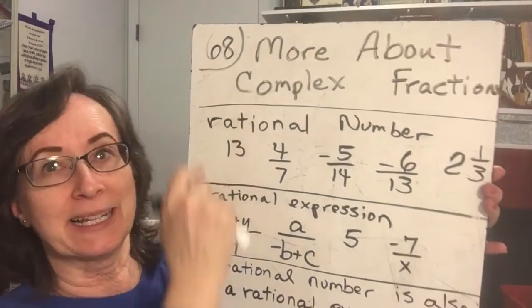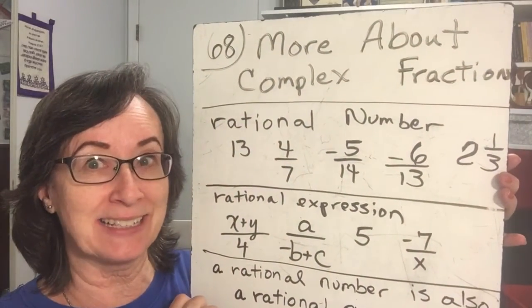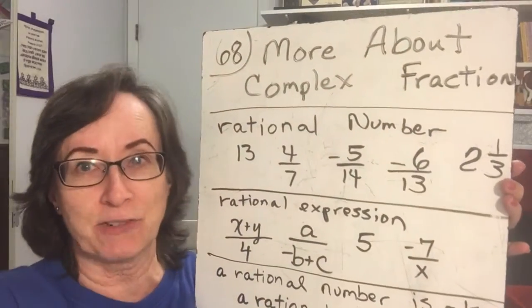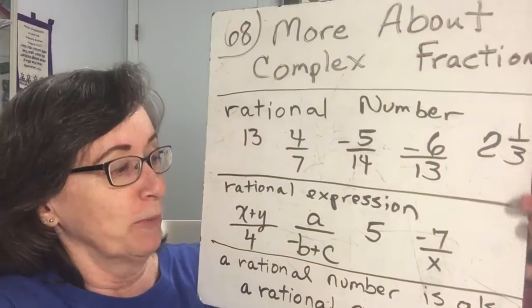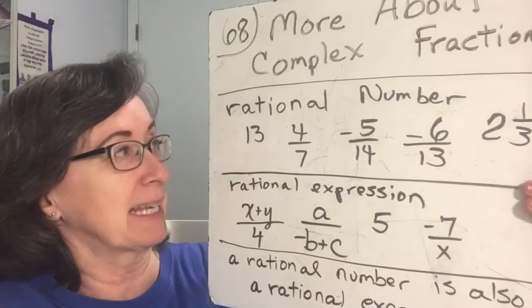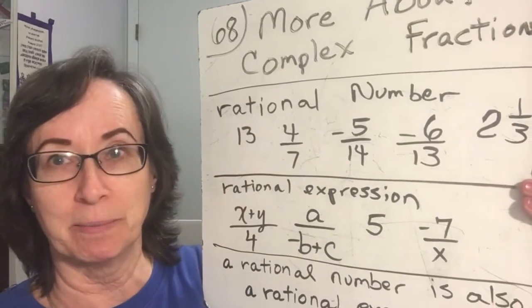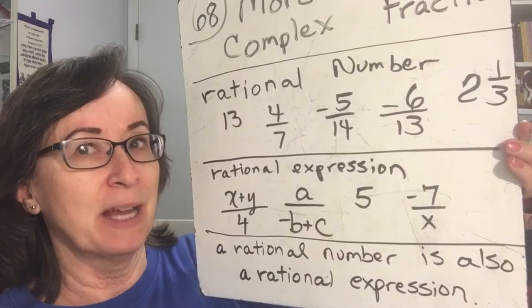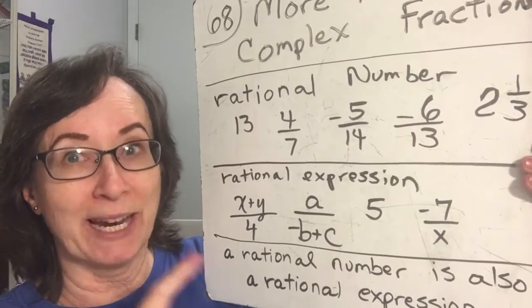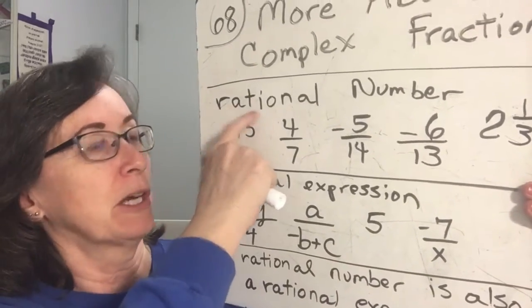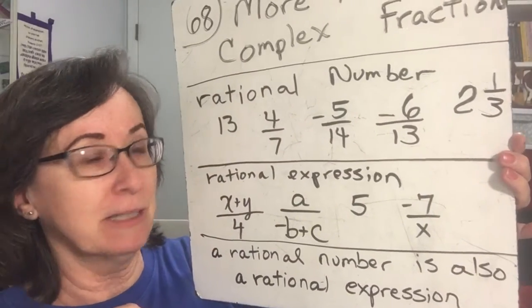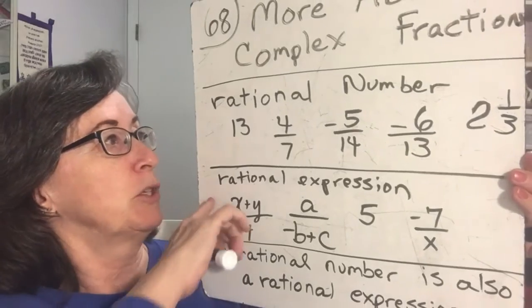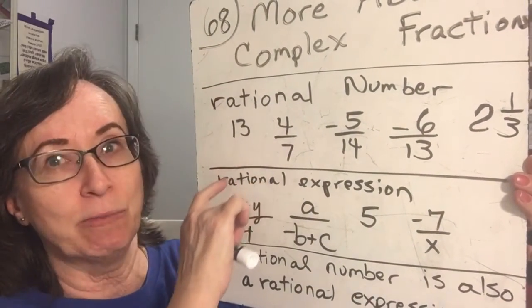And today we're on lesson 68 in our Saxon Orange book, and we're talking about more about complex fractions. So, the first thing we need to talk about in this lesson is what is a rational number? Well, a rational number is a number that is a ratio. Ratio is the root word of rational, and it is the ratio of two integer values, two integer numbers, and that is what a rational number is.